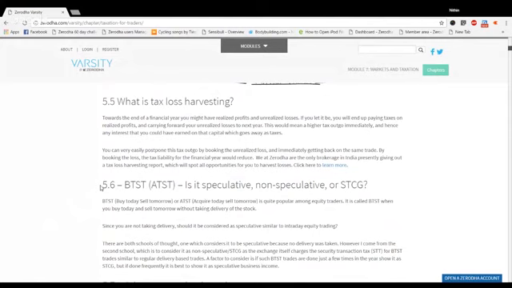So what happens when you do BTST, right? You buy today and you sell tomorrow. That means you never really took delivery of the trade, right? So if you never really took delivery of the trade, is this now an intraday kind of a trade? Is this speculative or non-speculative?